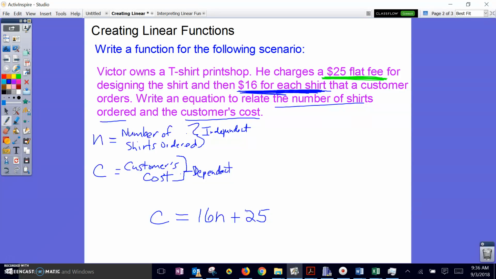And you can kind of check and make sure that this function makes sense. If we put 0 in for the number of shirts, it costs 25. If you pick any number of shirts and put it in there, it should give us the cost for ordering that number of shirts. And so this is going to be our function.